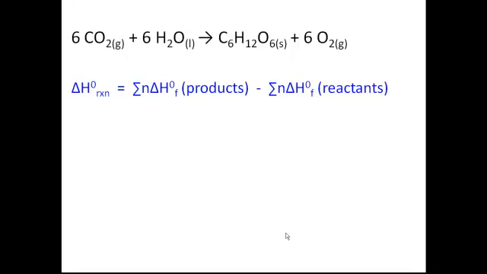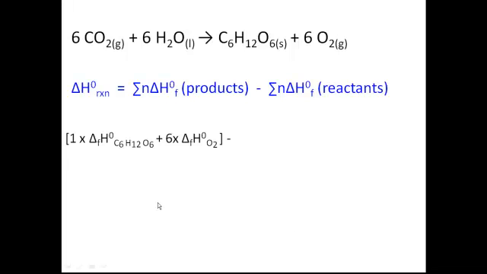Now I've got to sum up the heats of formation of my products, and then I'll subtract the sum of the heats of formation of my reactants. When I look at my first product, I notice that I only have 1 mole of glucose, so I'm going to have 1 times the heat of formation for glucose. Then I have 6 moles of oxygen, so that will be 6 times the heat of formation for oxygen. Then I'm going to subtract, and now I'll sum up the heats of formation for my reactants.